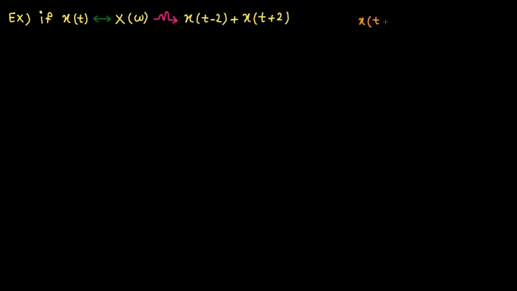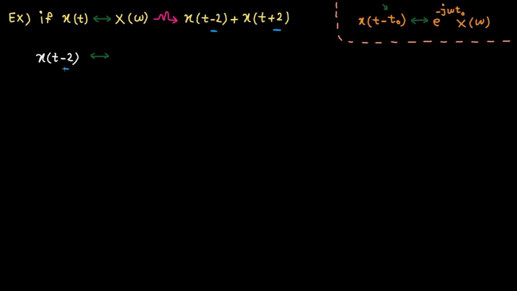Let me write the time shifting property here. In this example, basically we have two time shifts. For the first signal, t0 is 2, so here's the Fourier transform. For the second signal, t0 is minus 2. Please note there is a minus sign here. So to use this property, you can write t plus 2 as t minus minus 2. This guy is t0, and here is the Fourier transform.